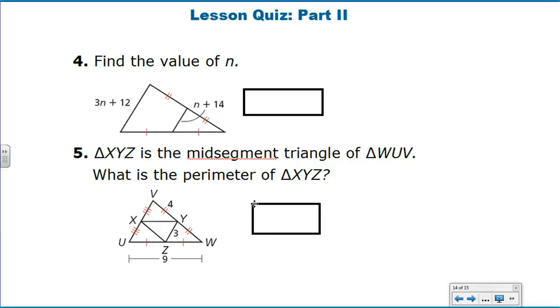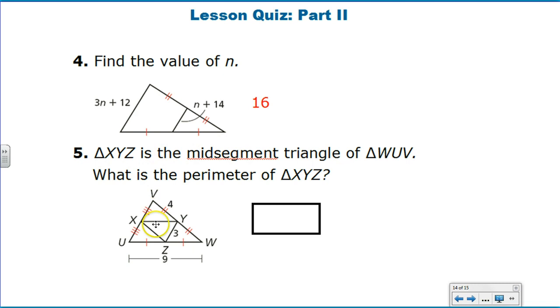Okay, finding the value here. This is a more fun situation, right? We're trying to find the value of n, and remember that this midsegment is half of this side that it is parallel to, right? So we would have to multiply this by 2 to equal that. 3n plus 12 equals 2 times n plus 14. And n, they say, is 16.